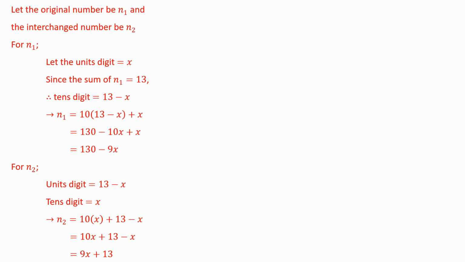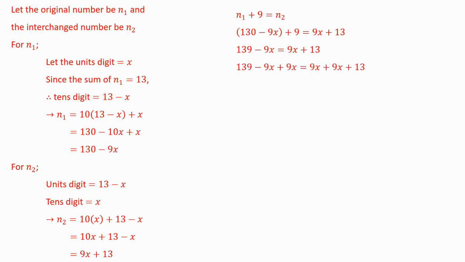Then we've been told that after the interchange, the original number increased by 9. So n1 plus 9 is equal to n2. We substitute the figures, we have 130 minus 9x plus 9 is equal to 9x plus 13. We simplify, we have 139 minus 9x is equal to 9x plus 13. We shall add 9x on both sides in order to have the unknown on one side. We have 139 minus 9x plus 9x is equal to 9x plus 9x plus 13. And so 139 is equal to 18x plus 13.